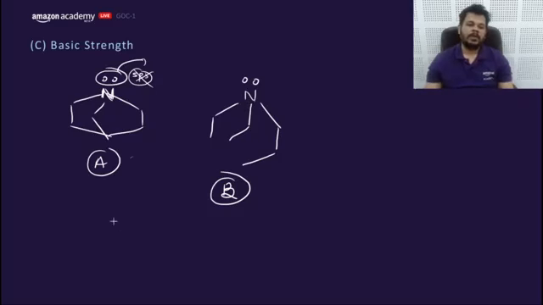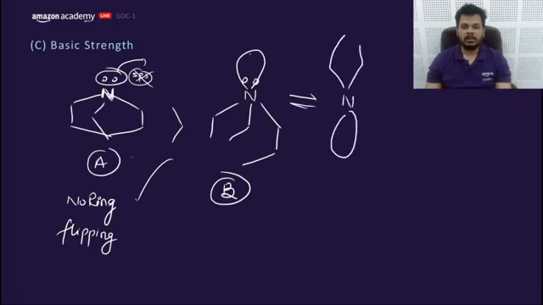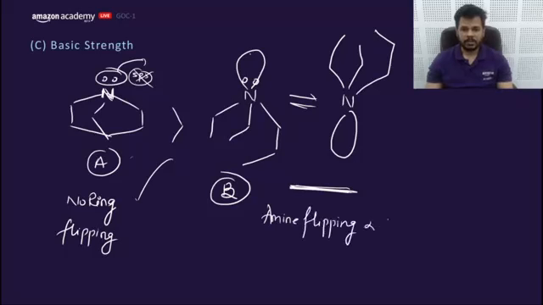My dear friends, A is more basic than B because of no ring flipping. There is no amine inversion, whereas this can show flipping. It can flip around, it can flip like this. Flipping decreases the basic strength, my dear friends. This is open chain. So this shows amine flipping. Amine flipping is inversely proportional to what? Basic strength.